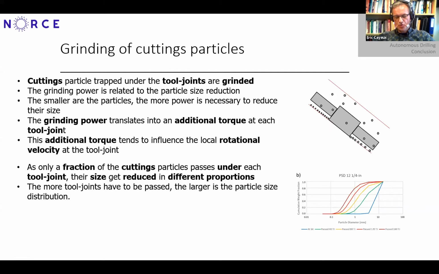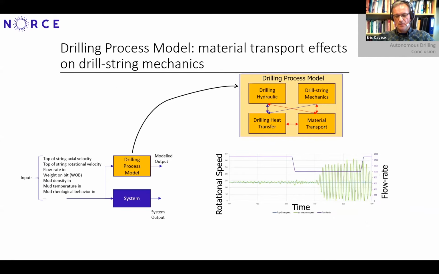Now, this additional torque, which is caused at the level of the tool joint, can cause very strange effects. For example, stick-slips, which come from poor conditions for transporting cuttings. So say, for example, that you have a flow rate that was just barely sufficient to transport the cuttings, and the rotational speed is maintained constant. And you reduce slightly that flow rate.